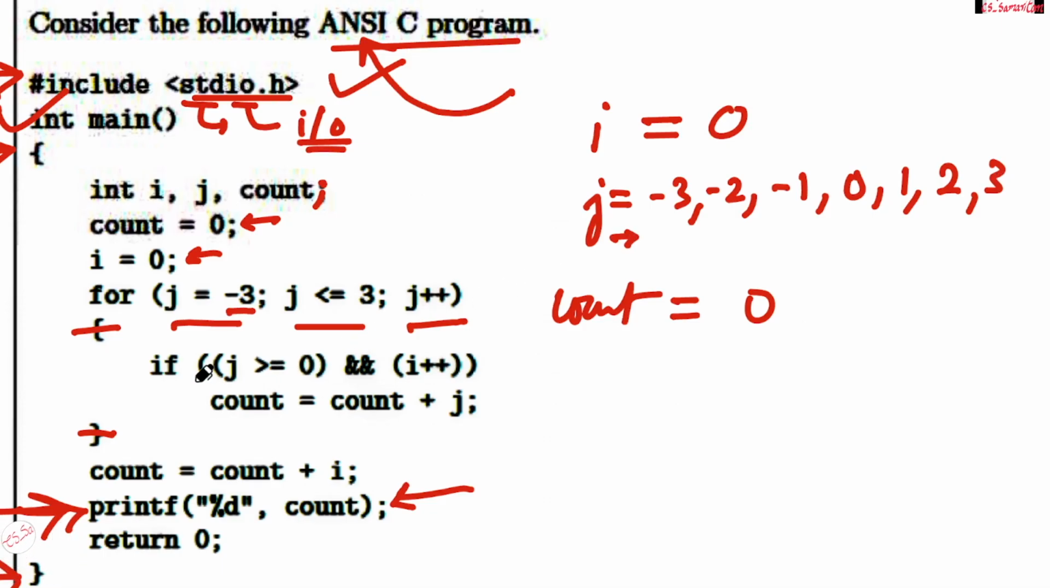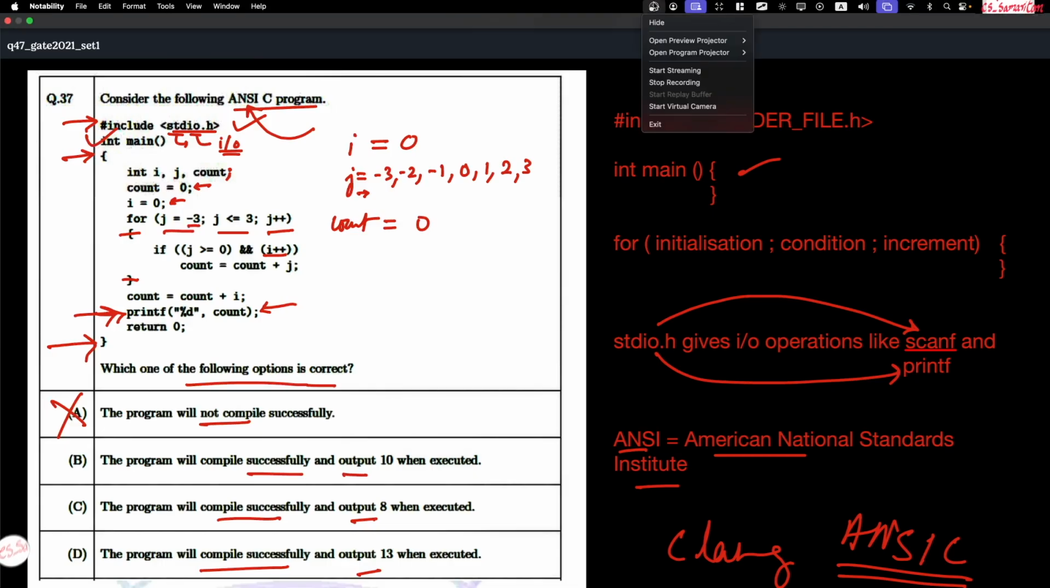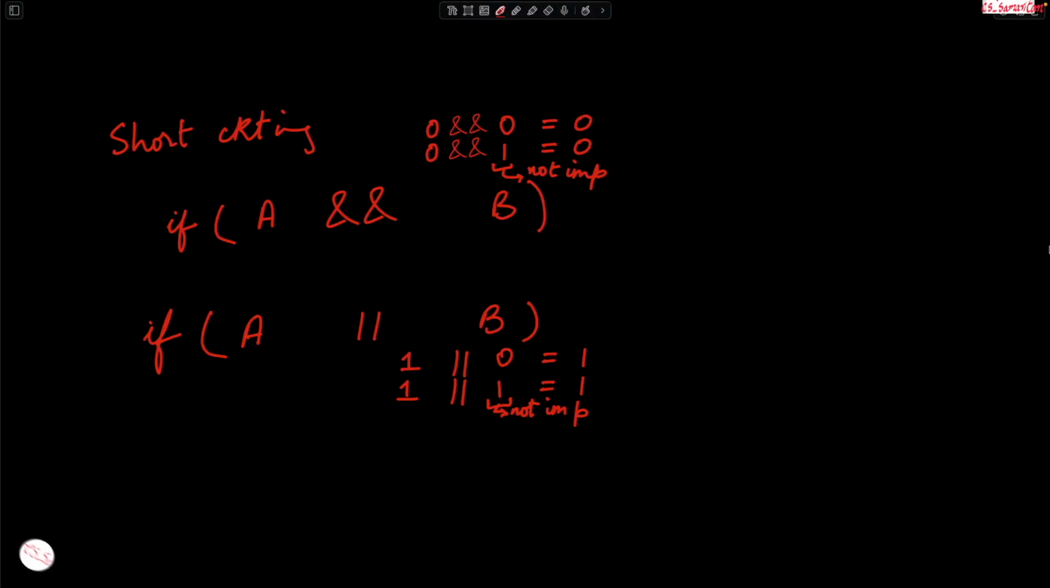So the condition that we are checking is if j is greater than or equal to 0 and i plus plus, count is equal to count plus j. Okay, so now come over here. The concept that is important over here is short circuiting. And what is short circuiting? Short circuiting refers to what happens when we use if statements in the program and there are two operands with an AND or an OR condition, then an interesting phenomenon happens.